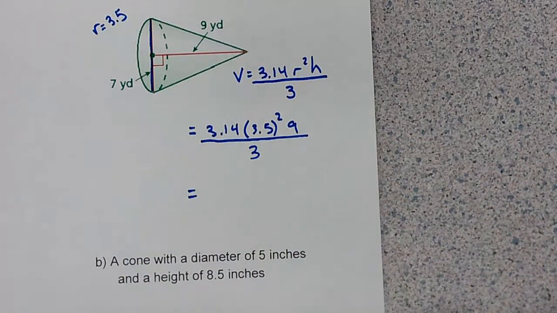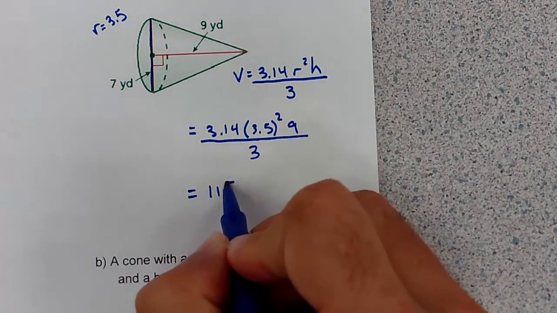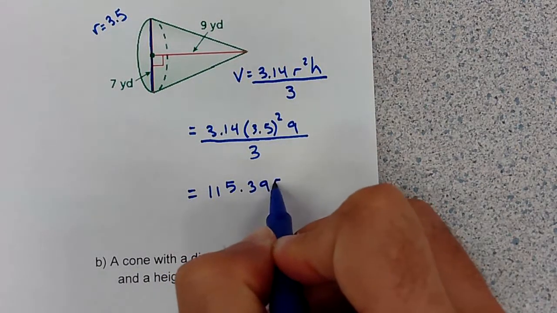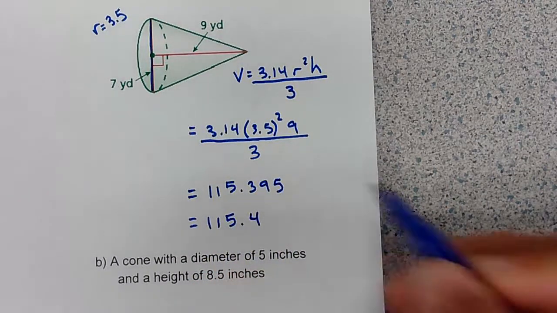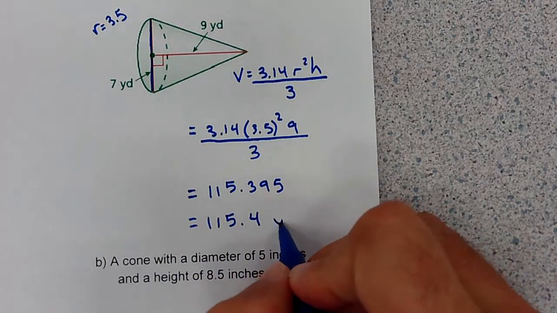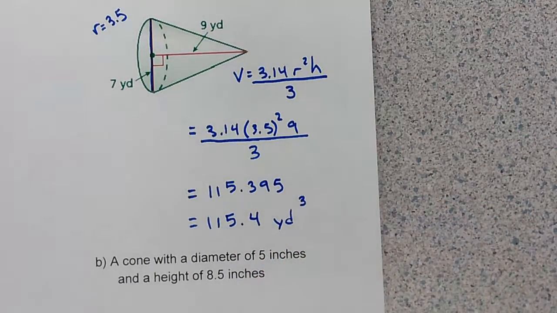And we do that this time. We get 115.395, which when we round to the tenths, 115.4 yards cubed.